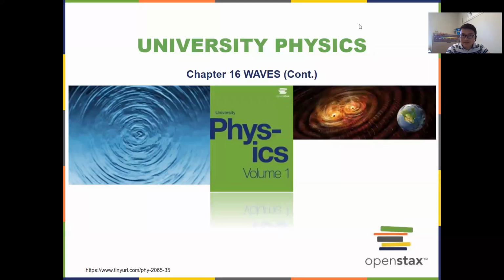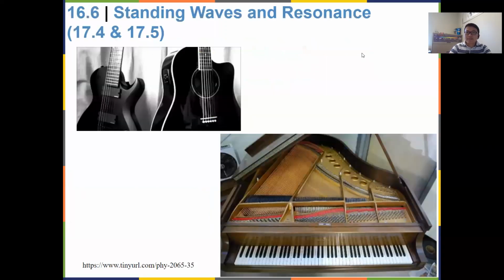All right, welcome back. So today we'll be still looking at chapter 16. The focus of today will be on standing waves. I know some of you play musical instruments. So basically, that's related to the standing waves you generate in the instrument.